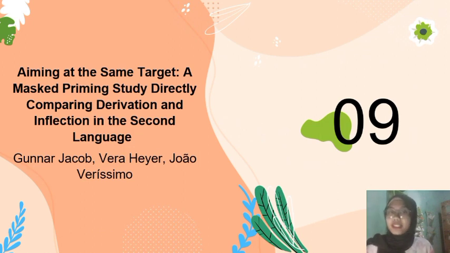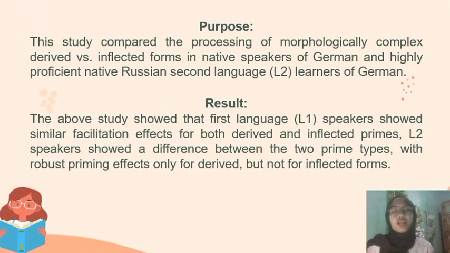And the next article is Aiming at the Same Target? A Masked Priming Study Directly Comparing Derivation and Inflection in the Second Language. And this article was written by Gunnar Jacob, Vera Heyer, and Joe Versimo. And the purpose of this article is to compare the processing of morphologically complex derived versus inflected forms in native speakers of German and highly proficient native Russian second language, or L2, learners of German.